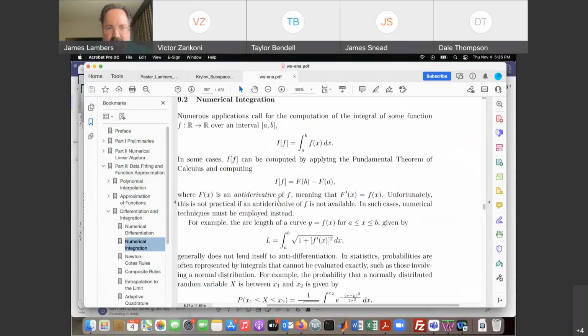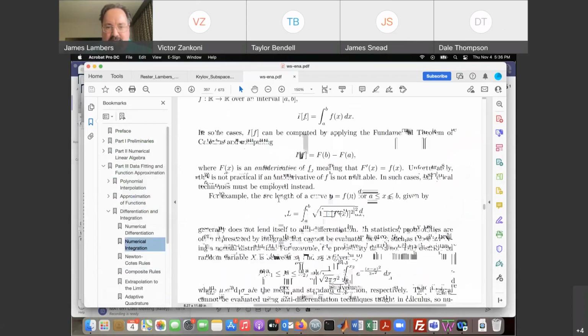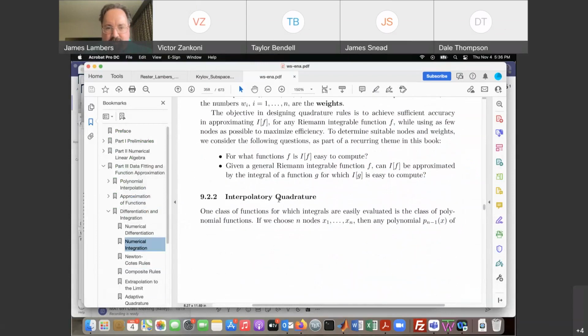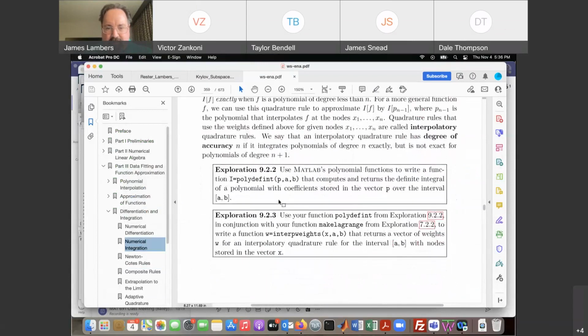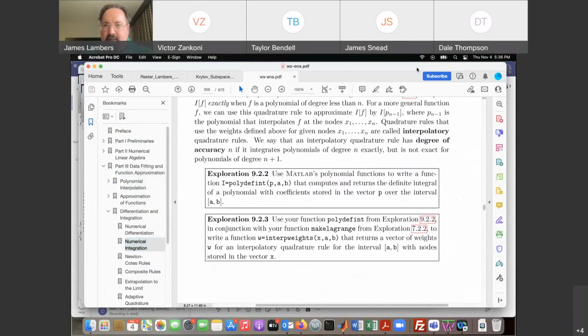If we look at this section, there's a few MATLAB functions that the homework calls for. Okay. So this is the first one, polydef int, which is very, very short. All it has to do is take in a vector p, which consists of polynomial coefficients in the usual way that MATLAB works with polynomial coefficients, and then returns the definite integral of the polynomial represented by p on the interval AB.